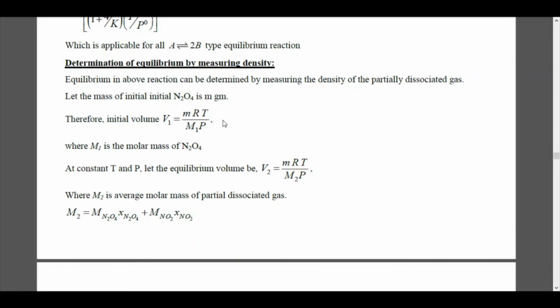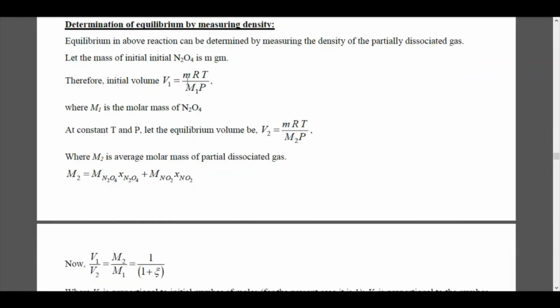So the corresponding volume will be what? m RT divided by M1 into P. What will be M1? M1 will be the molar mass of N2O4. This expression is derived from the ideal gas expression, PV is equal to nRT. If we rearrange that, what is n? n is equal to mass by molar mass, and P is just changed sides, cross multiplication kind of thing. So V1 is equal to small m divided by capital M1 times RT by P. That is the volume occupied by N2O4.